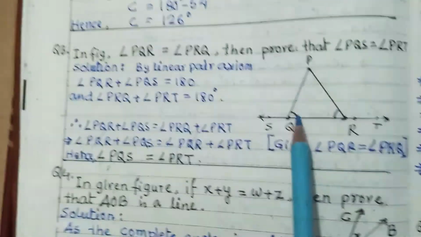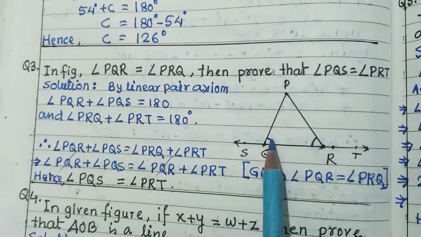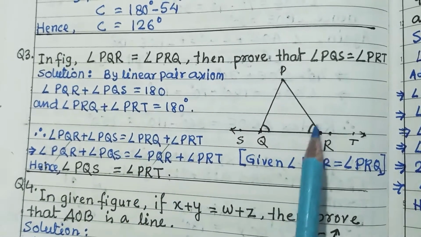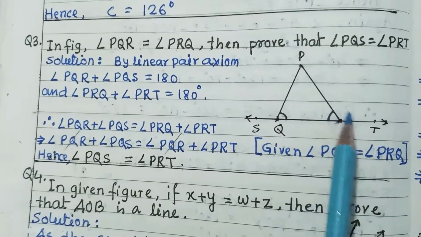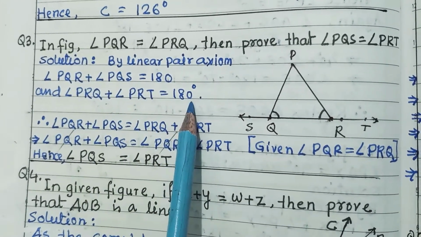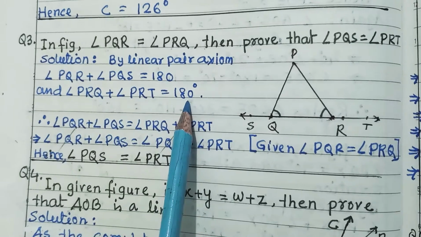This is the linear pair. Angle this plus this equals 180 degrees. That I have written here first. And from this side also, this plus this equals 180 degrees. So these two angles equal 180 degrees. Now, therefore, both are 180, 180.